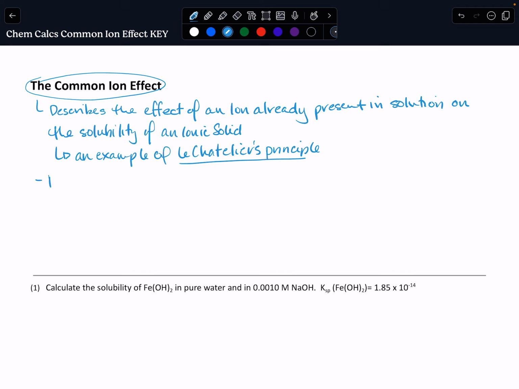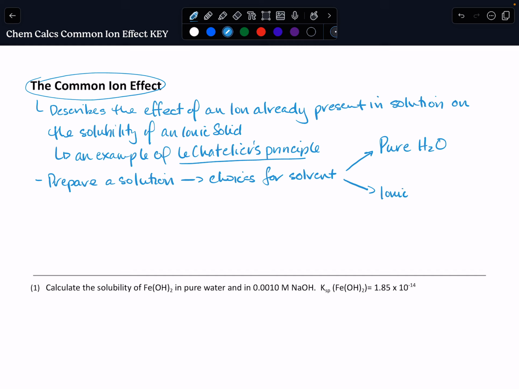All right, so when you prepare a solution, you have a couple choices for that solvent. You could use pure water, and if you do that, there should be no other ions present in that water, so the common ion effect will not occur. Or you could use some sort of ionic solution, and let's say that in that ionic solution you have chloride ions and sodium ions.